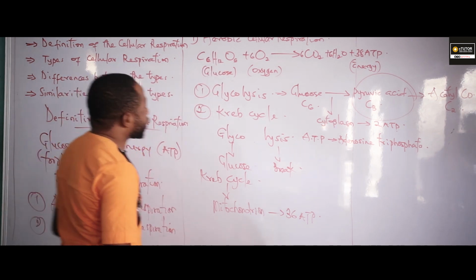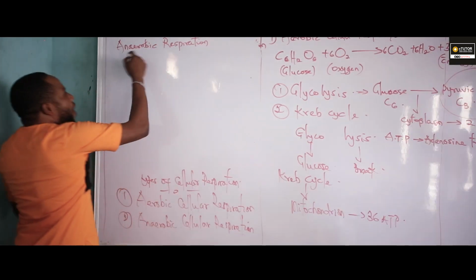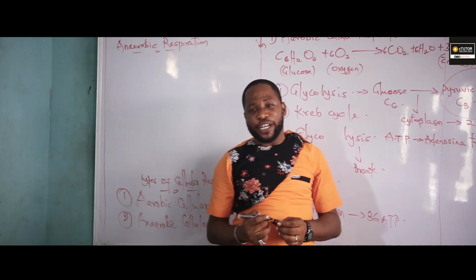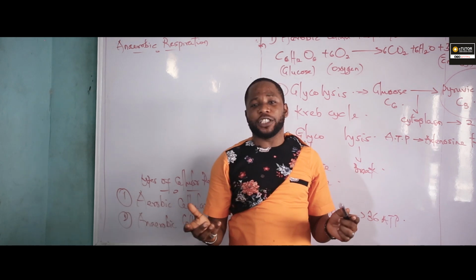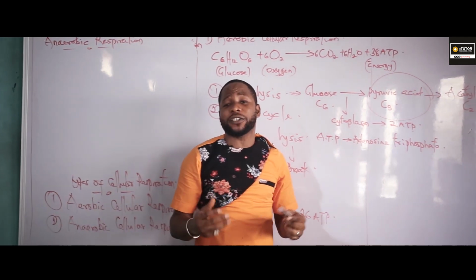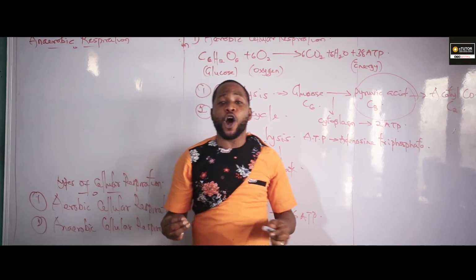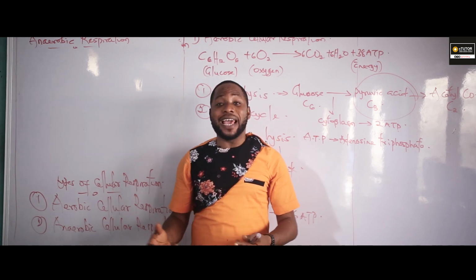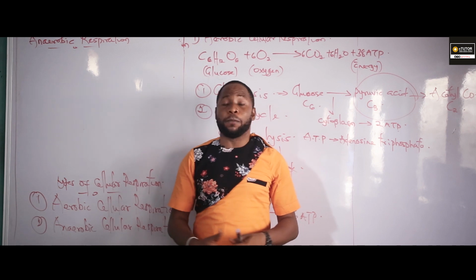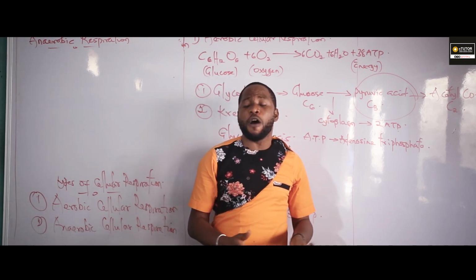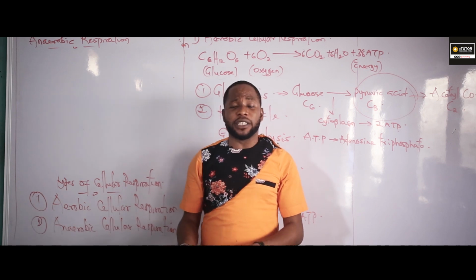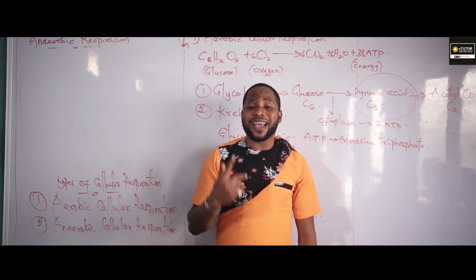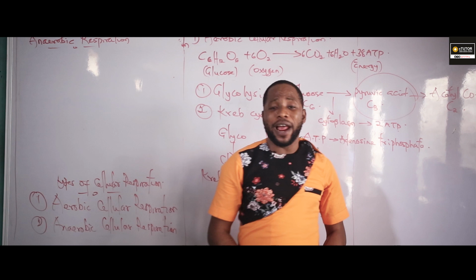Now let's talk about the second one, which is anaerobic cellular respiration. Unlike aerobic cellular respiration that involves the use of oxygen, anaerobic cellular respiration occurs in the absence of oxygen. That is, oxygen is not needed for the conversion to take place. It simply means the conversion of sugar in the absence of oxygen into carbon dioxide, ethanol, and 4 ATP.